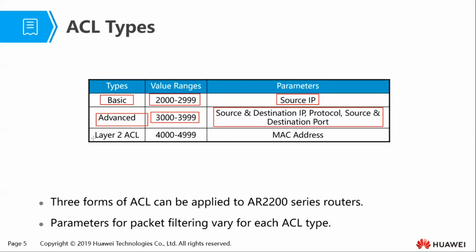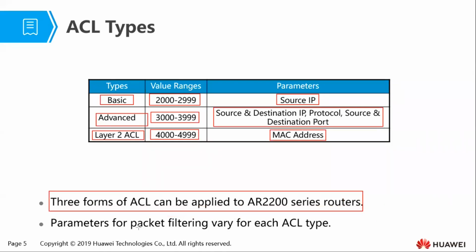Then the last type of ACL is known as a Layer 2 ACL, and as you might have already guessed, Layer 2 ACLs filter traffic based on MAC addresses. It uses an ID between 4000 and 4999. So generally, the three forms of ACLs can actually be applied in the AR2200 series.